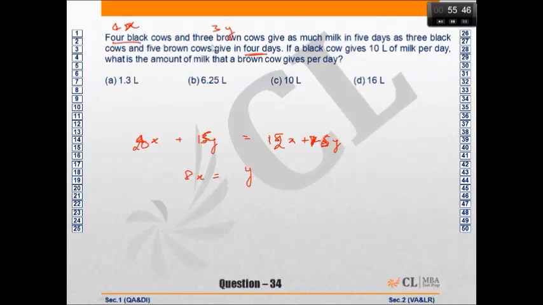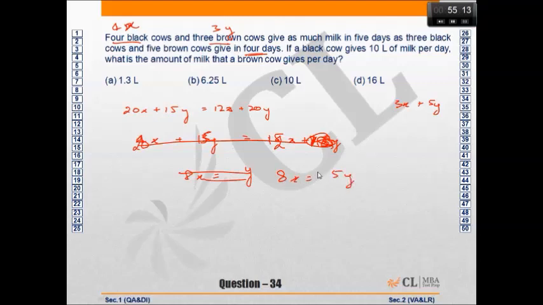I have done some calculation mistake, let me do it again. 4 black and 3 brown cows, so 4X plus 3Y in 5 days, so 20X plus 15Y, this is fine. Give as much milk as 3 black cows and 5 brown cows in 4 days, so this should be equal to 12X plus 20Y. I made this mistake. Okay, so that means 8X is equal to 5Y.